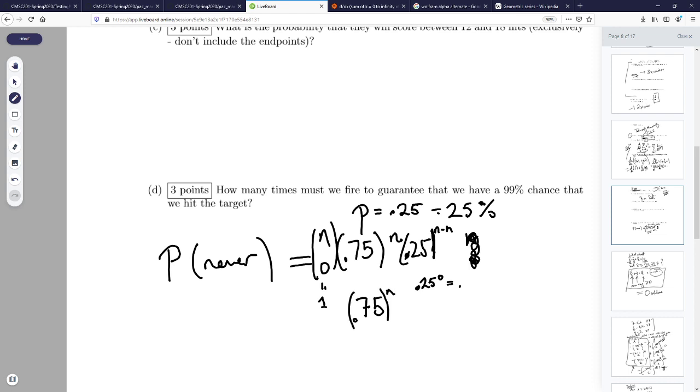So this is our magic quantity, right? But almost, right? Because we don't want the probability of never. Well, we do kind of. If we want a 99% chance that we're going to hit the thing, then we want this thing, this 0.75 to the n, to be less than 1%.